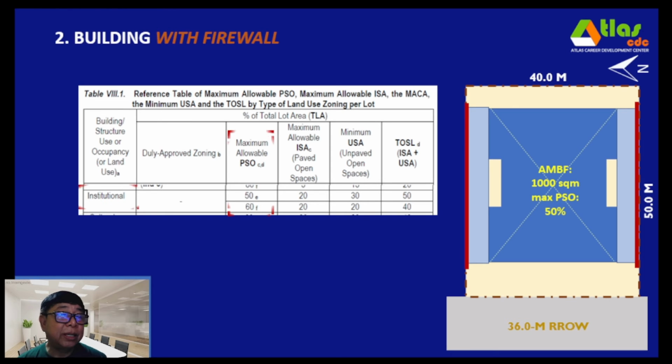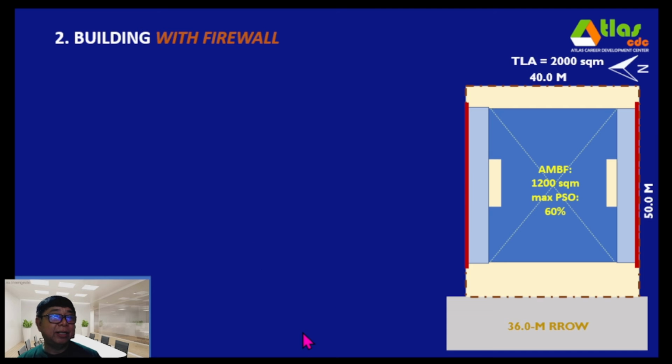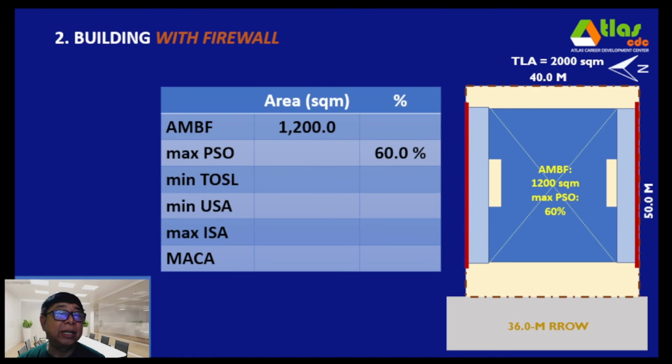So maximum PSO therefore is 60% of the TLA, and that will give you an AMBF of 1,200 square meters. And so our minimum TOSL will be 40%. So let us check now for the minimum TOSL. So, but before that, our final answer for the maximum PSO is 60%, and our AMBF is 1,200 square meters.